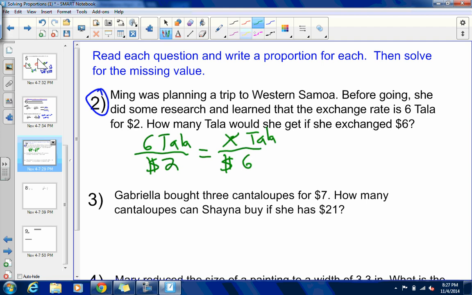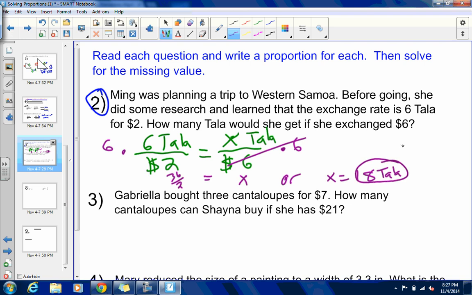This one you can do either the cross multiplication way or the property of equality. And since we can do the property of equality, I'm going to do that. So right now we're going to multiply both sides by 6 to cancel this 6 out. And you're left with x over here. x tala equals 6 times 6, which is 36, divided by 2, or x equals 18. 36 divided by 2 is 18. So your answer would be 18 tala you could get for $6.